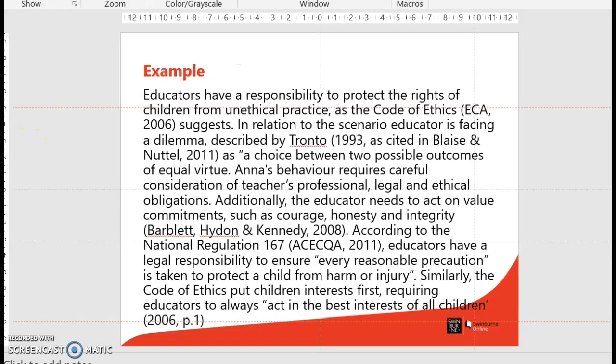And this is an example here of a response. So this could be a response you could use here. So I won't read that, but you can have a look at that later, and that will show you how the response could look like in this case study.